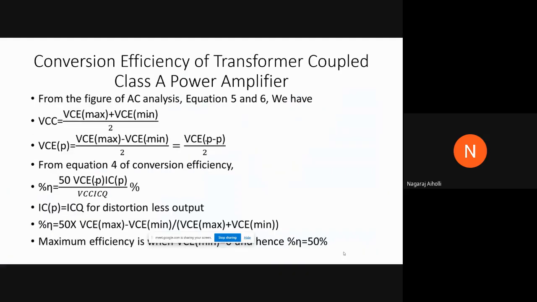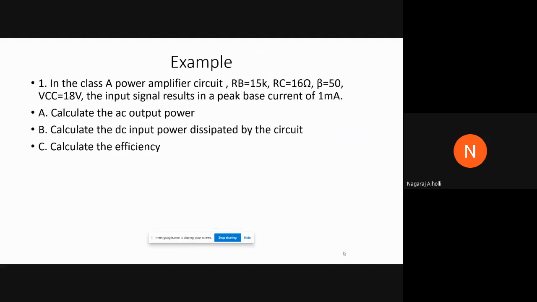Good morning, students. In the previous class, we discussed the conversion efficiency of the transformer coupled class A power amplifier, and we derived that it is 50%. Let us solve a few examples on the class A power amplifier and on the transformer coupled class A power amplifier. Take this example.